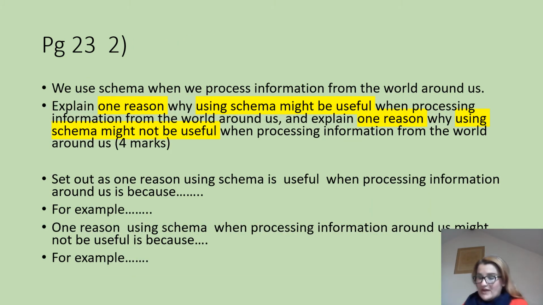Okay, so on page 23, I'll just turn to that now. So we use schema when we process information from the world around us. I've highlighted some of the key points here for this 4-mark question. So explain one reason why using schema might be useful when processing information from the world around us. You get 2 marks for that. And then explain one reason why using schema might not be useful when processing information from the world around us.